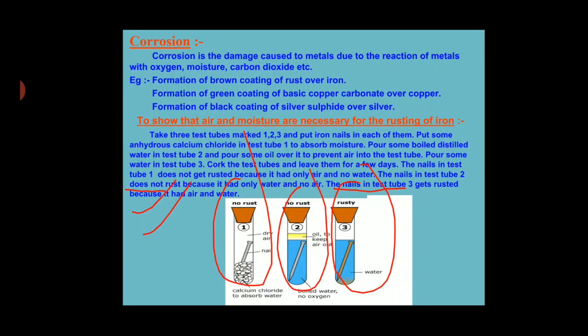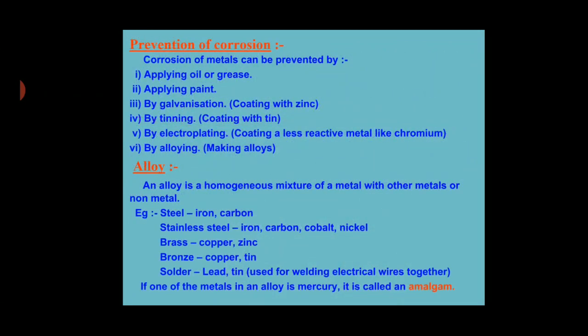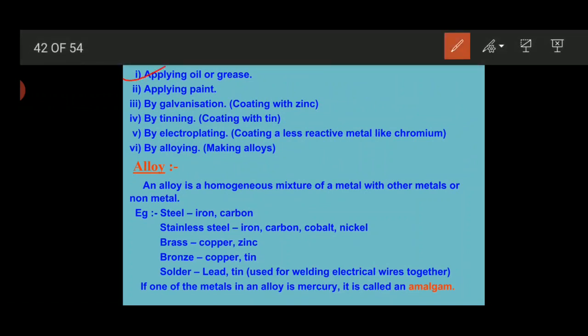The best prevention methods of corrosion are applying oil or grease on the upper surface of metal, and applying a coating by the galvanization process. What is the galvanization process? Galvanization is a process by which we apply a layer of another metal, mostly zinc or zinc oxide, ZnO, on the surface of a metal. The fourth one is tinning, coating with tin, which means we cover the upper surface of the metal with tin.